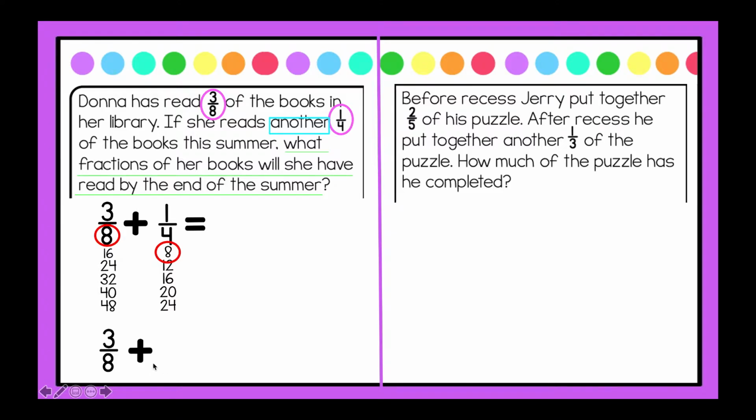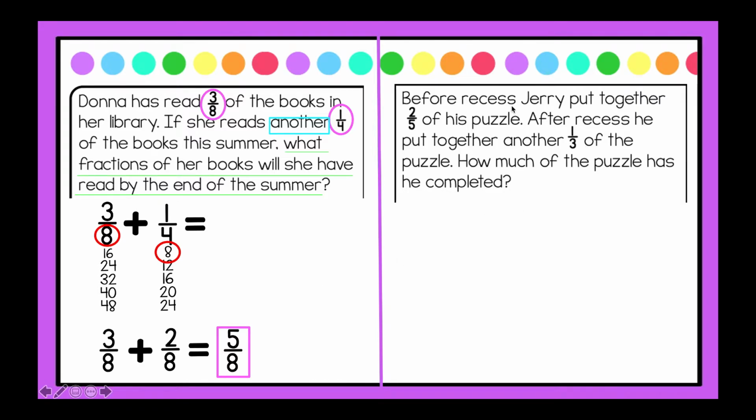Now, 2 jumps to get to 8, so 4 times 2 will give me 8, so that means my denominator is going to be 8, but I multiplied the bottom by 2, so that means I need to multiply the top by 2. 1 times 2 is 2, so it will be 2/8, and that will give me 5/8, because again, we leave the denominator, add the numerator, 3 plus 2, that's 5. So she will have read 5/8 of all her books if she keeps reading at the same rate in the summer. Moving on to question 2.